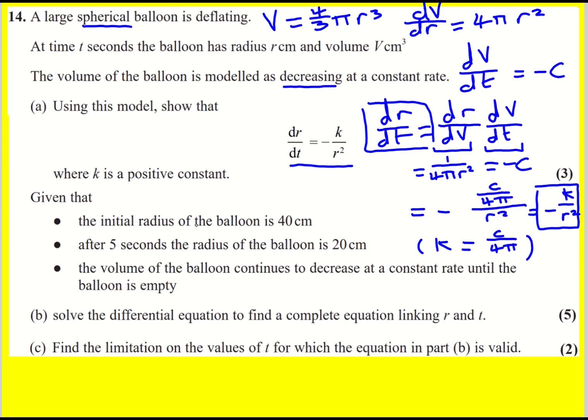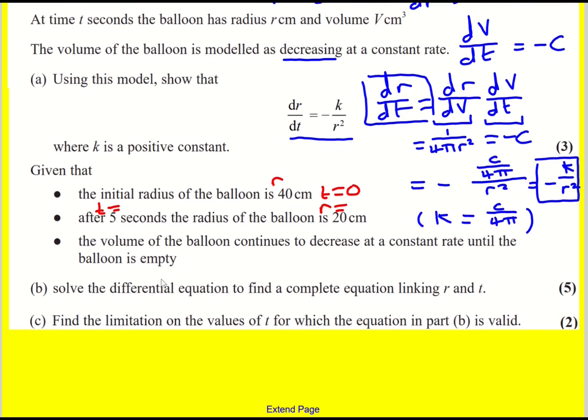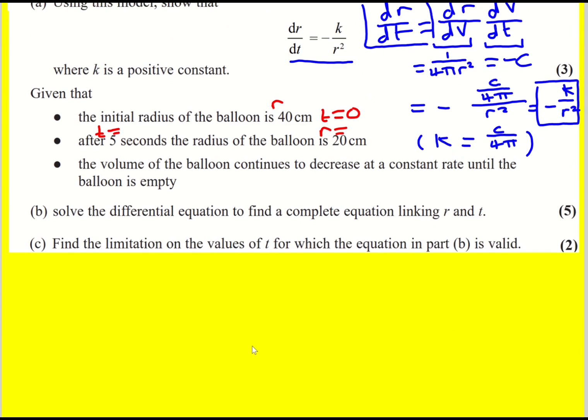We're now given the initial radius as 40, so that's r when t is 0. And we're told when t is 5 that r is 20. And we're also told that the volume continues to decrease until the balloon is empty. So that's just saying it's not going to become negative, I think. We're asked to solve the differential equation to link r and t together.